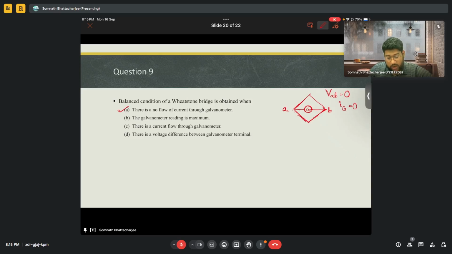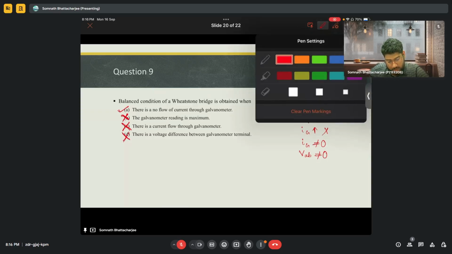Then we'll move on to the second one, that is the galvanometer reading is maximum. So they are saying that this is max. So this can't be true, right? So this one is not true. Then the next one is there is a current flow through the galvanometer. So they are saying that IG is not equal to 0. So this won't be possible with VAB equals 0, right? There is a voltage difference between galvanometer terminals. So they are saying VAB is not equal to 0. So this is also wrong.